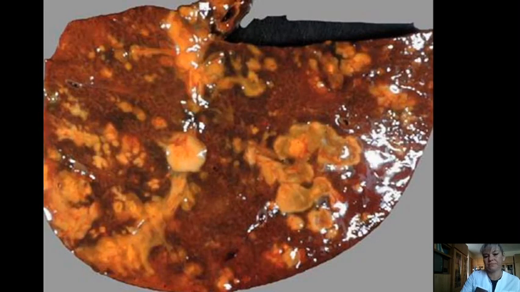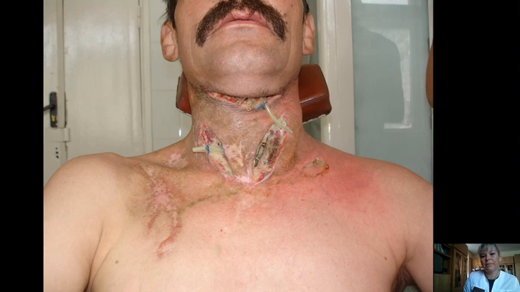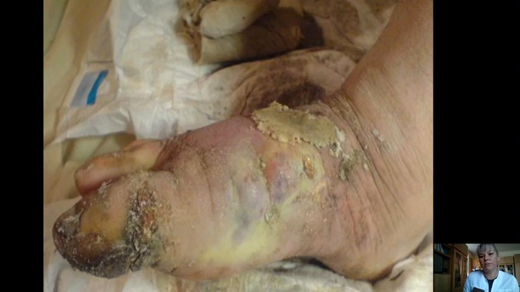Look, in this photo you can see abscess formation with formation of pus. Many abscesses in the liver. Histologically, we see accumulation of neutrophilic leukocytes on the right side of the photo with lysis of tissues. In this photo, you can see phlegmon formation in the neck, the spreading form of suppurative inflammation. Phlegmon in the leg.